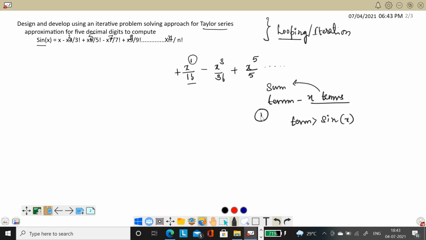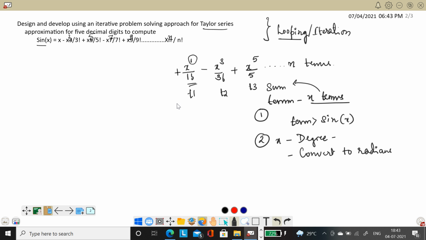Second thing, the value of x should be read in degrees from the user, and you have to convert it to radians before you use it in these terms. So these are individual terms, term 1, term 2, term 3, and so on up to n terms. We will first write the algorithm and then go with the program.